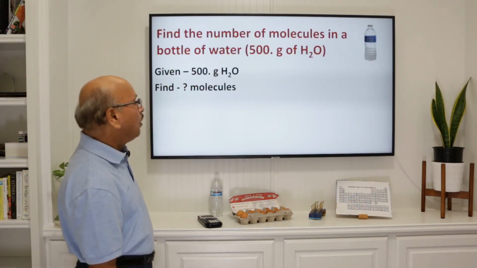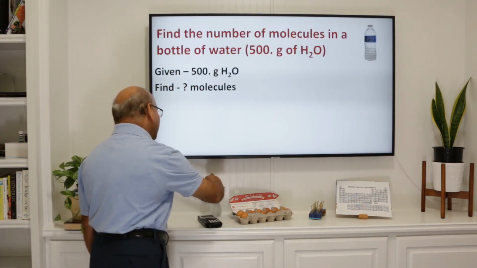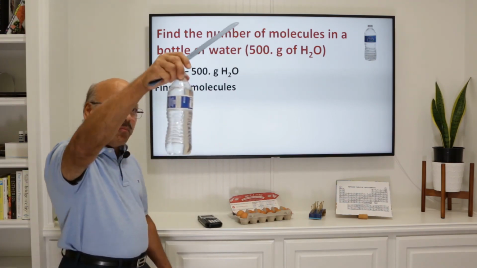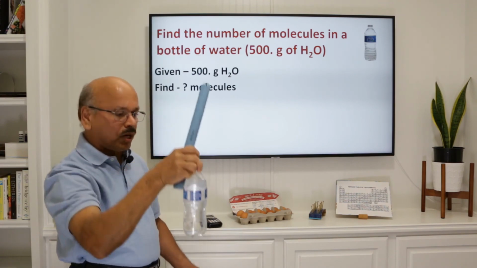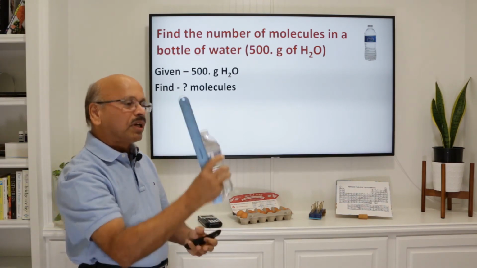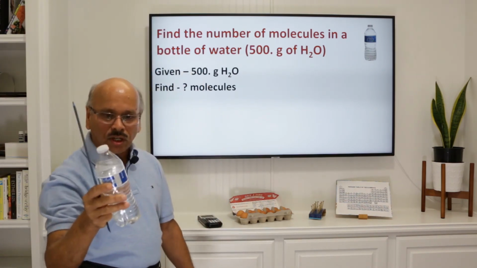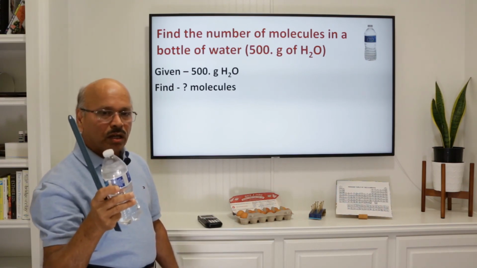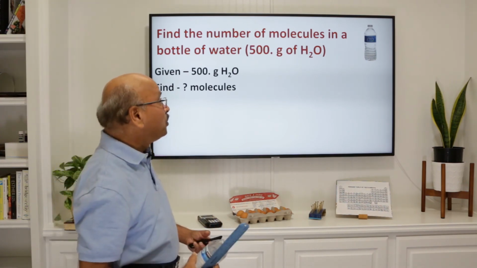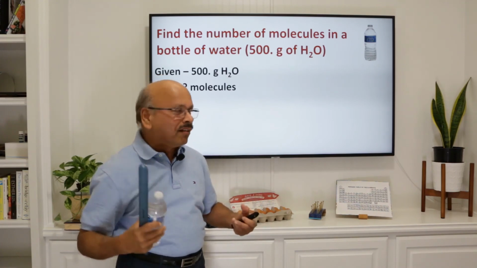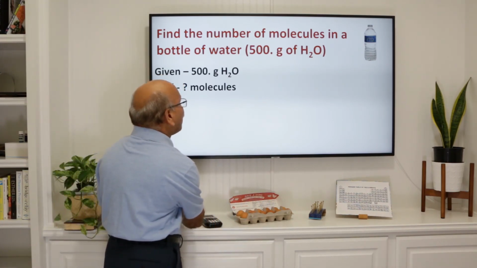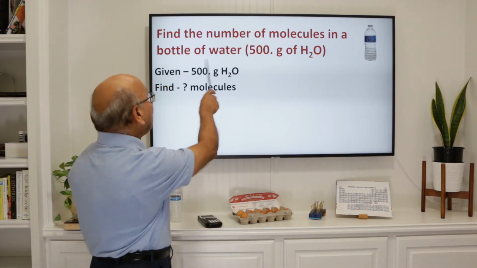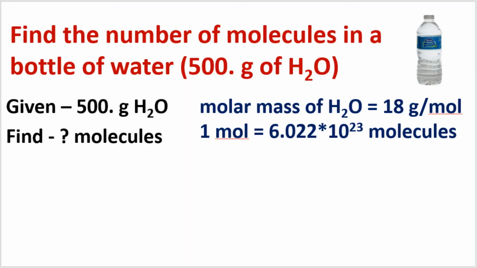Now, sometimes it's pretty interesting. I got a bottle of water which contains about half liter, that is 500 milliliter of water. So when I'm drinking this half liter of water, 500 grams of water, how many water molecules am I just drinking or taking in? That's a pretty interesting thing to calculate. So let's go find that out. Find the number of molecules in a bottle of water which is 500 grams of water.